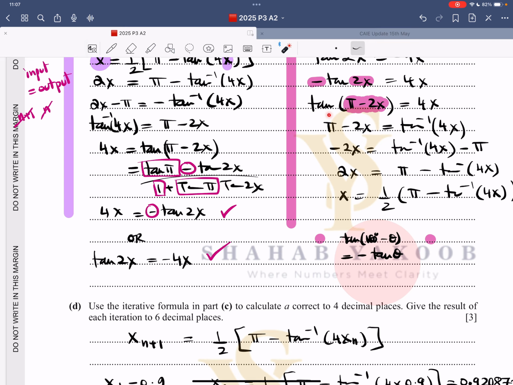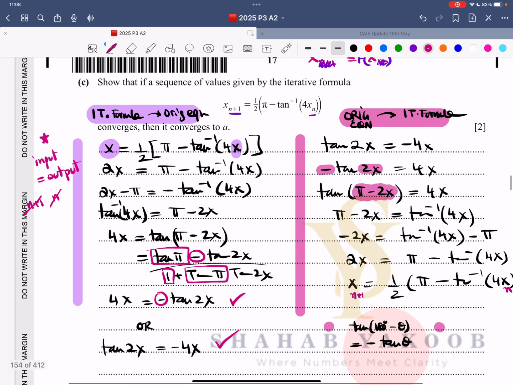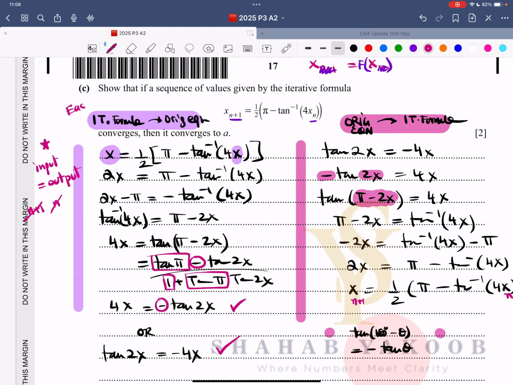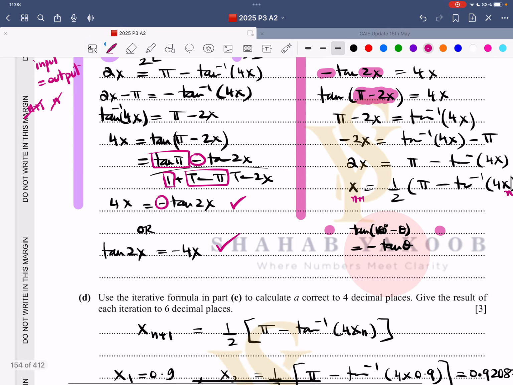And then tangent of pi minus 2x equals 4x, so pi minus 2x is tan inverse of 4x. The rest of the steps are easy. X equals this thing, x is the subject. So therefore underneath it I'll write x(n+1) is pi minus tan inverse of 4x(n). So always you would find this one to be the easy version. This one was a bit difficult. Got the idea? So that is done in detail.